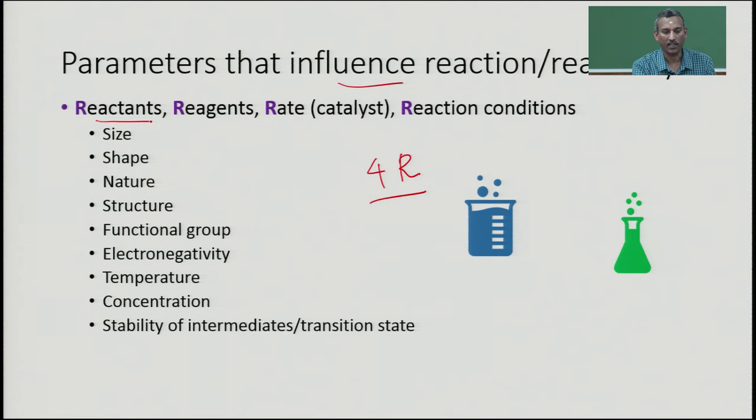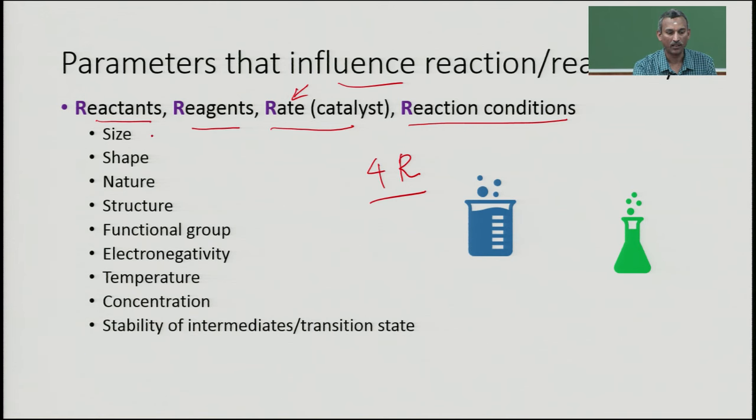The first one is reactant. Reactant is nothing but the starting material which is getting converted in this process. Reagents are the ones which help in the particular transformations, and the reaction is affected by the rate. That means, if you are using any metal catalyst, then the rate of the reaction is influenced by the presence of the catalyst. So, they affect the rate of a chemical reaction. And finally, the reaction conditions. The reaction conditions include solvent, temperature and other parameters. So, let us look at all these things which influence a chemical reaction.